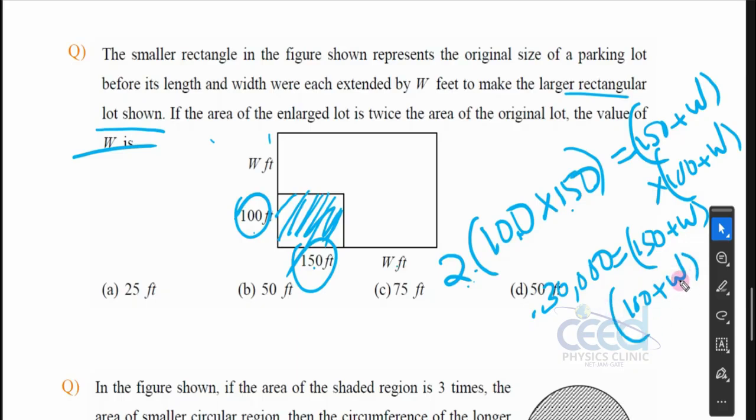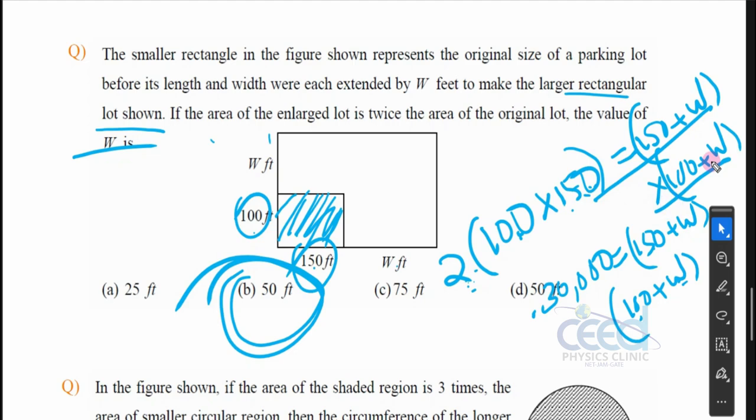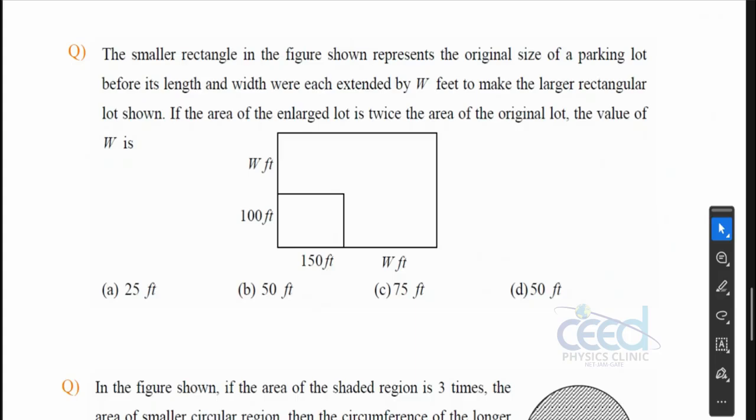Now put W is equal to 50, right? This 50 you put, means 150 into 300 you come. 150 into 300 only, right? 2 into 150 into 100. So the answer should be 50, right? Or this equation, expand and find out the W value. Easy question, all right?